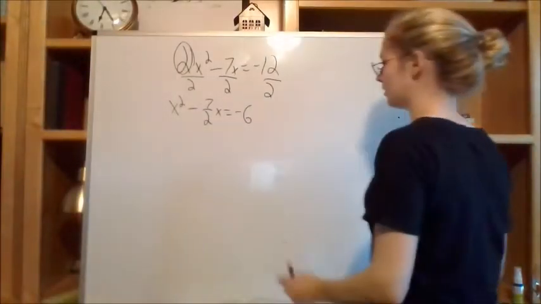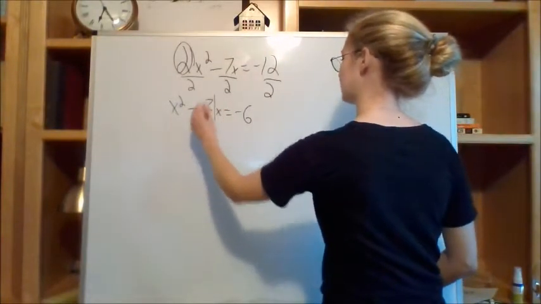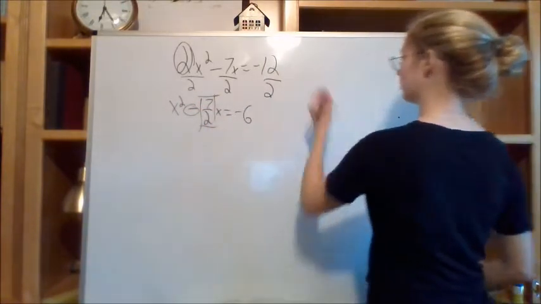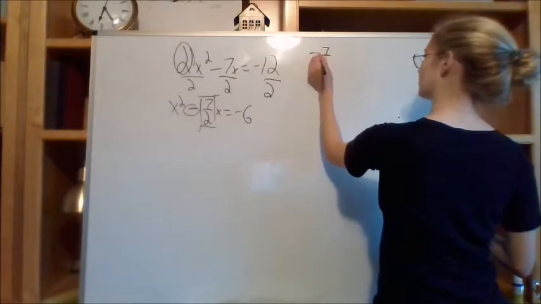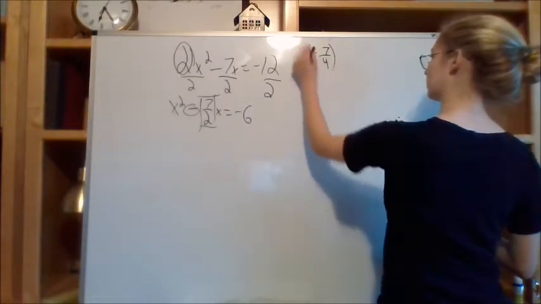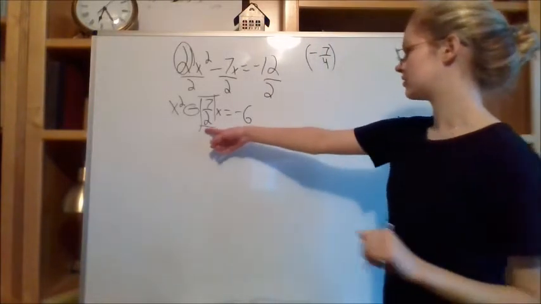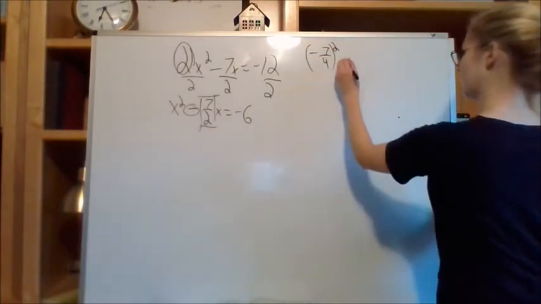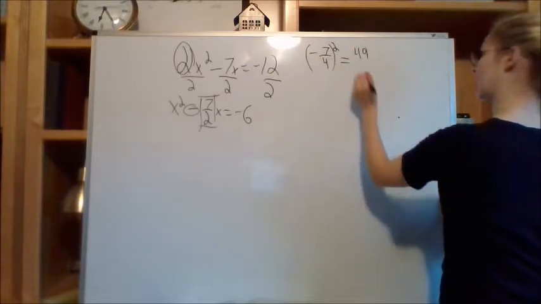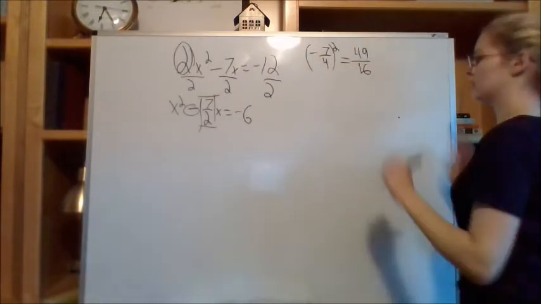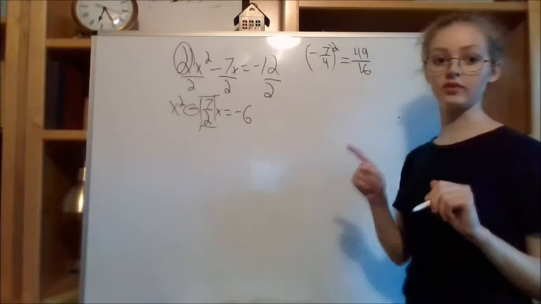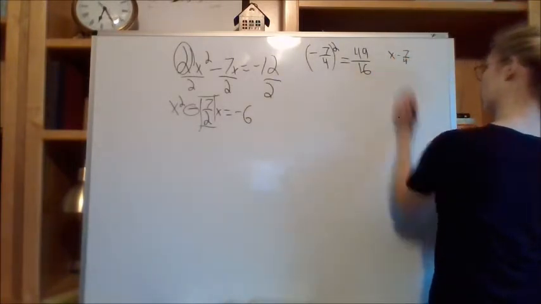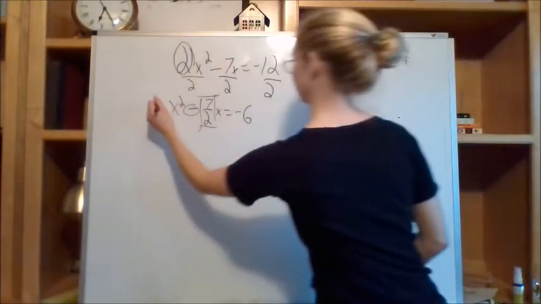So if we think about what we need to double to get negative 7 over 2, we see that negative 7 over 4, if we multiply this by 2, we get negative 7 over 2. If we square this to find our c value, we get 49 over 16. So this is what we need to have a perfect square of x minus 7 over 4. So we add this to both sides.